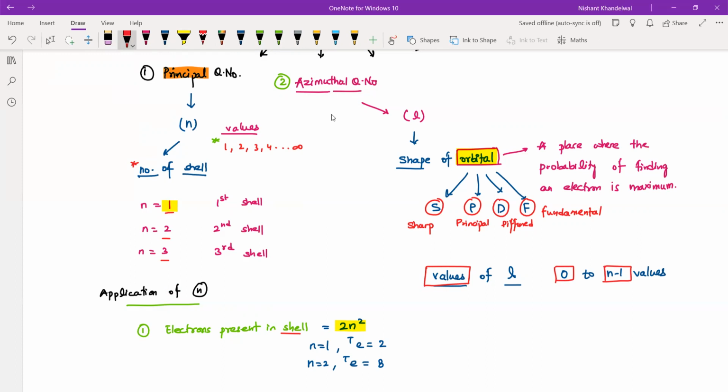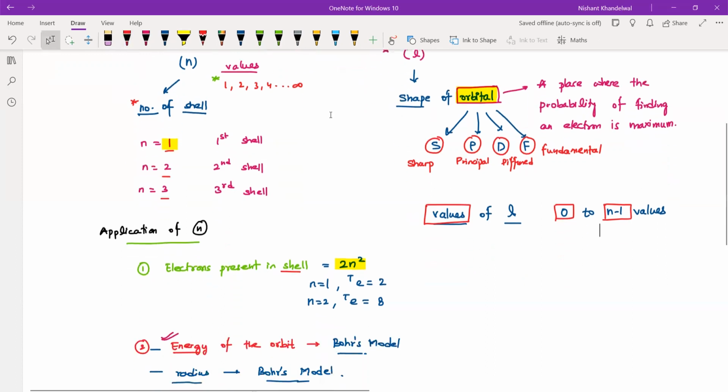Let us start with n value 1, n value 2, n value 3, and n value 4. We take only these four cases, and now you have to tell me the value of l. For n equals 1, what can it be? It starts from 0 and ends at n minus 1, so it is 0. Very good.